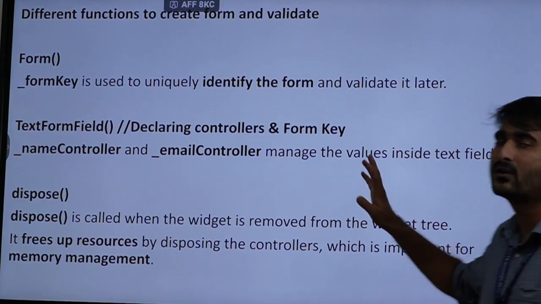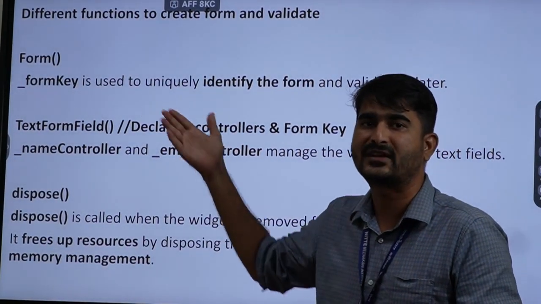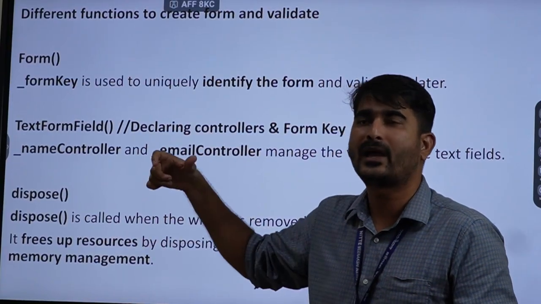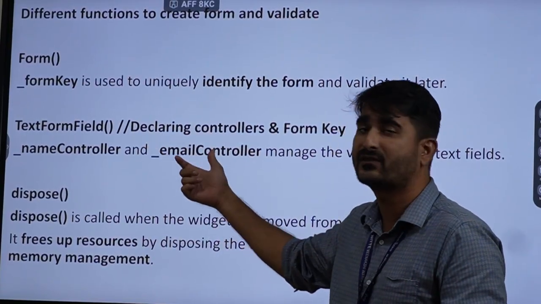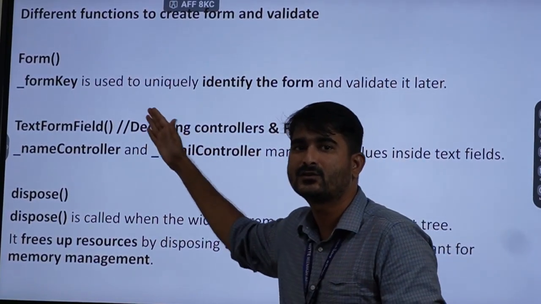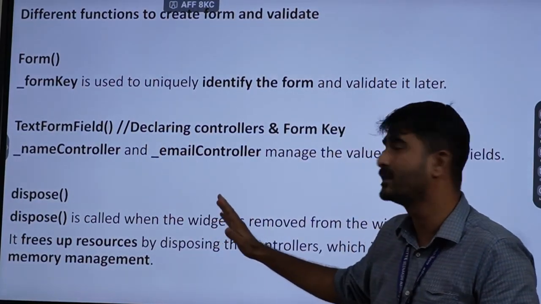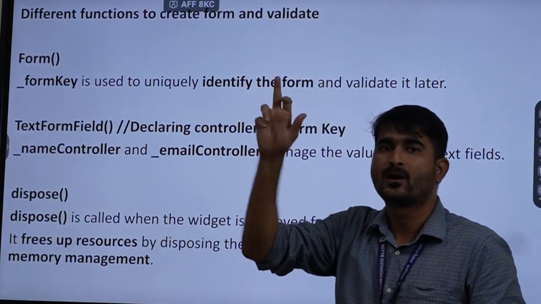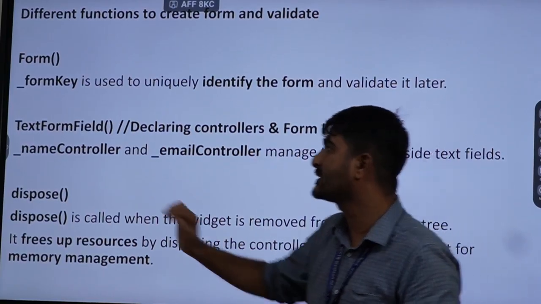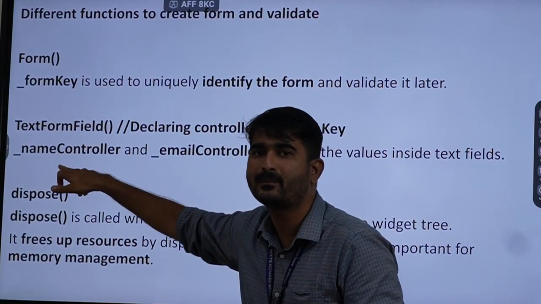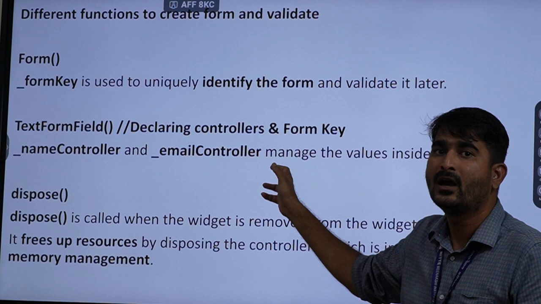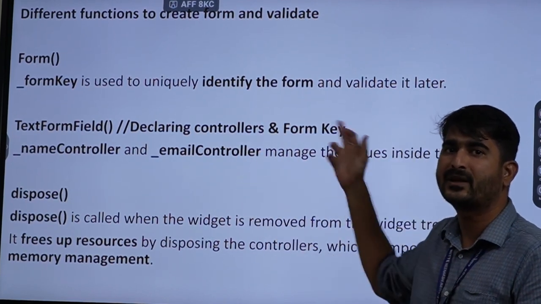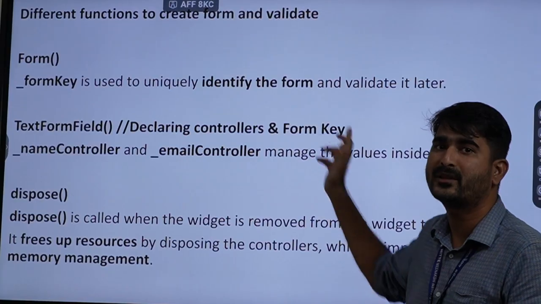Now to create a Google form, we have some different functions like the form function, the dispose function, and the function called text form field. By using these functions, we will be able to create a form. If I use the form function, automatically I will be able to create a Google form page. Next, the user will be able to give his name and his email ID. If we give the proper name and email ID, then only you will be able to log into the main page, or else he cannot log into the main page.